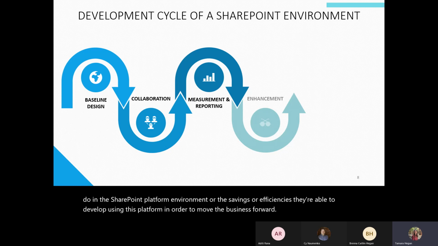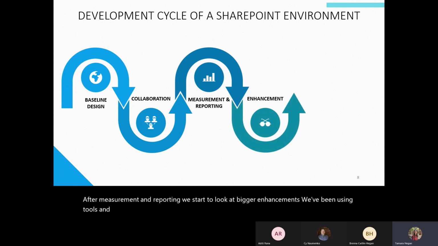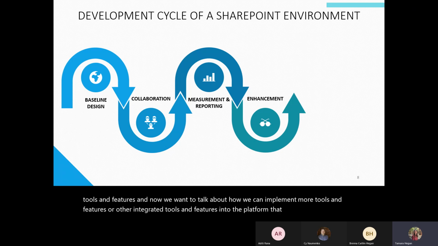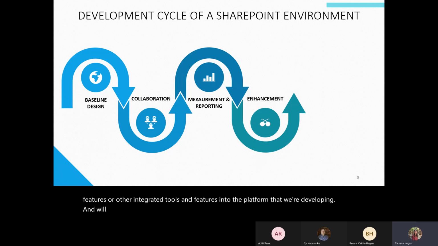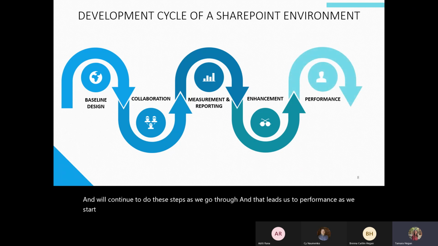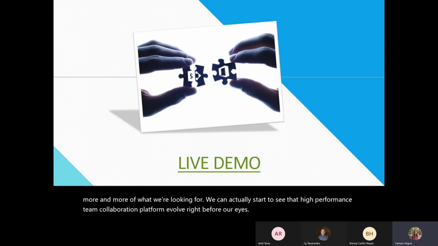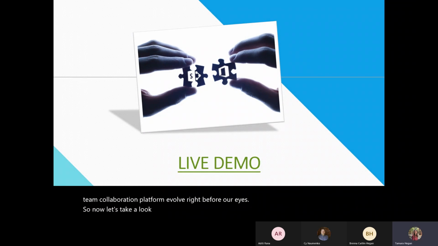After measurement and reporting, we start to look at bigger enhancements. We've been using tools and features, and now we want to talk about how we can implement more tools and features or other integrated tools and features into the platform that we're developing. And we'll continue to do these steps as we go through, and that leads us to performance as we start to implement enhancements to our system that really meet our needs and give us more and more of what we're looking for. We can actually start to see that high performance team collaboration platform evolve right before our eyes. So now let's take a look at a live demo.